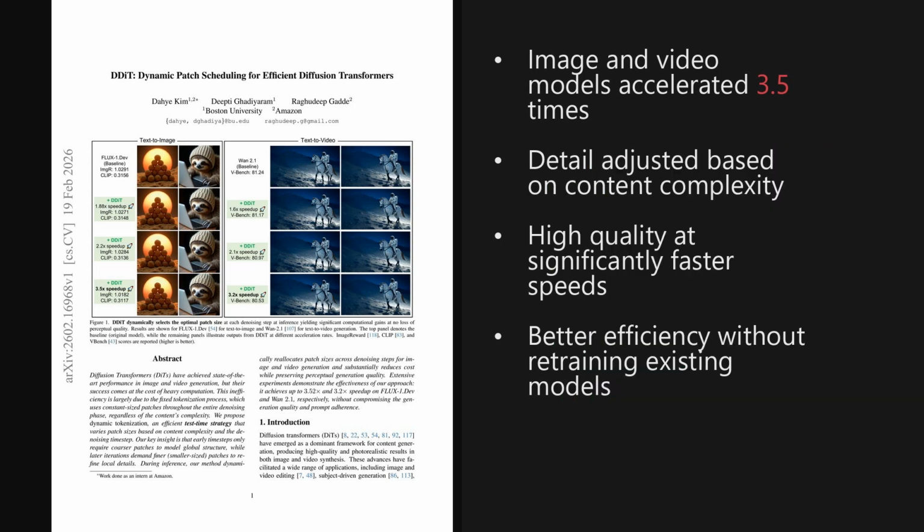I'm Alex. Today we're looking at a paper trending on X, published on February 19th, 2026, just 6 days ago. It introduces a dynamic tokenization strategy that achieves up to a 3.5 times speedup on models like Flux 1 Dev and WAN 2.1, all without compromising generation quality. The paper is titled DDiT, Dynamic Patch Scheduling for Efficient Diffusion Transformers. And as we'll see later, the results suggest a promising shift away from fixed compute budgets for generative AI.